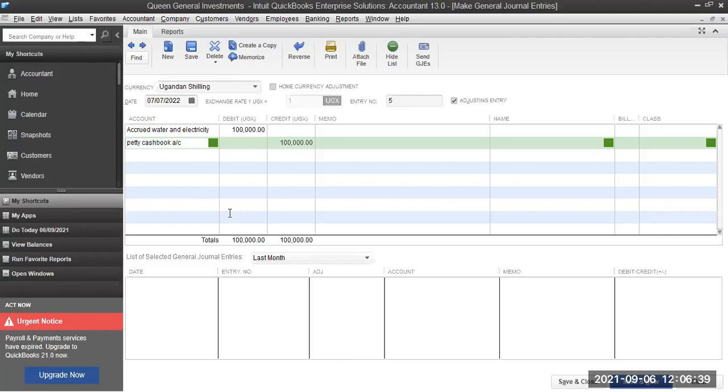I'm going to create another vendor that is demanding that you can pay bills. Okay. Then after you can say, okay, save and close.